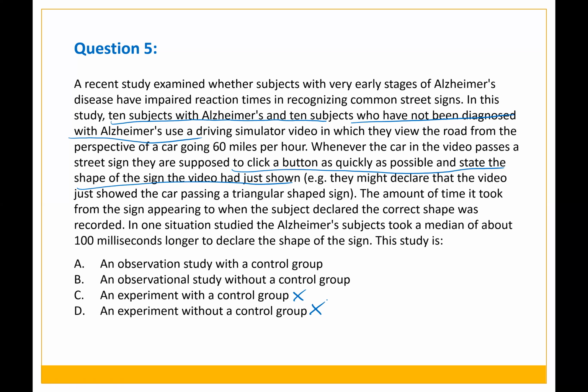Now, do you have a control group or not? A subject with Alzheimer's and a subject without Alzheimer's. So obviously, you have a control group and someone with the problem, with the traits that you're looking for, which is Alzheimer's. So this is an observational study with a control group.